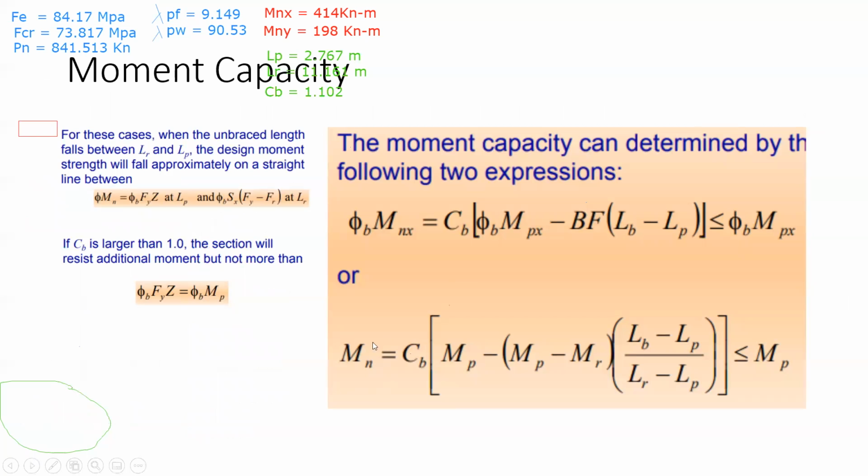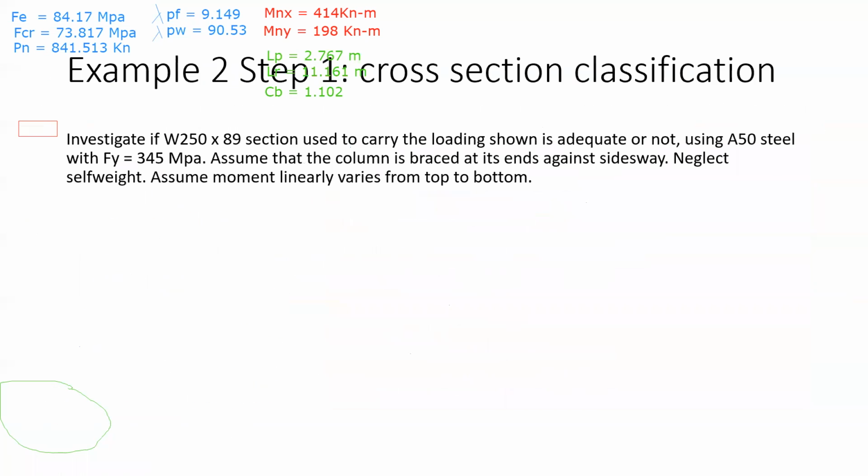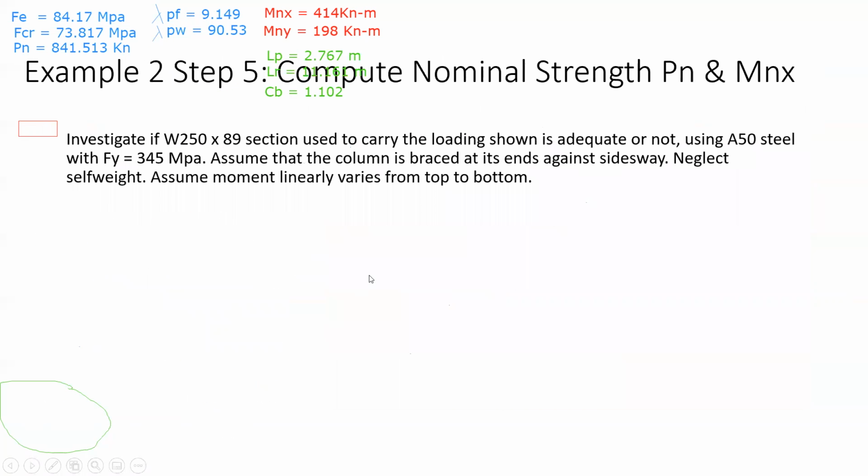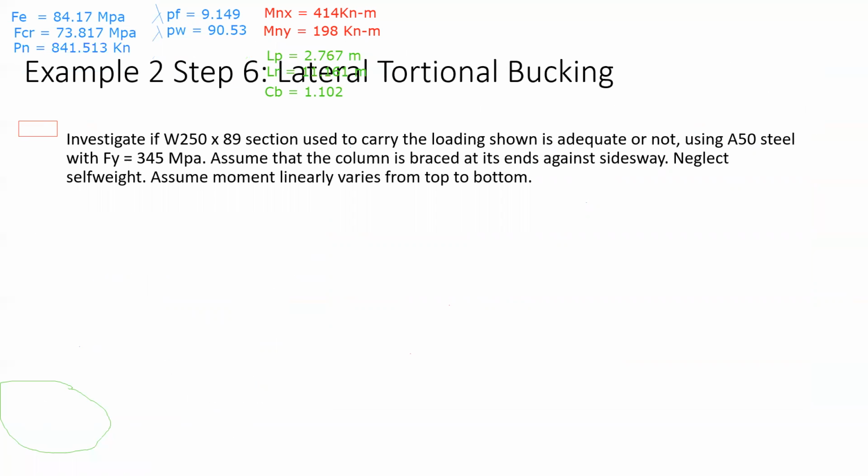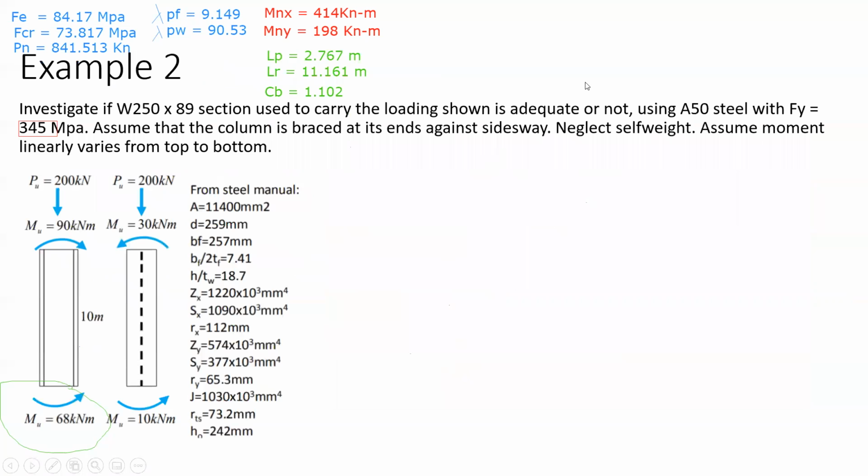So this is your MN is equal to CB times MP minus MP minus MR times LB minus LP over LR minus LP. Dapat less than or equal siya sa MP. And we also have this other formula, CB. Yan. Okay, so let's go back to our problem. Flexural, tapos na, nominal, torsional buckling, compute for CB, compute for moment capacity. Ayan. So let's go back here.